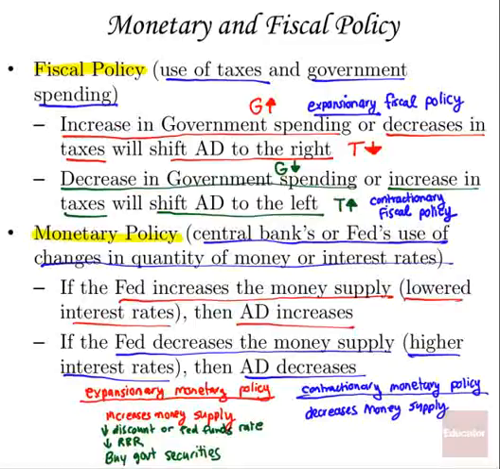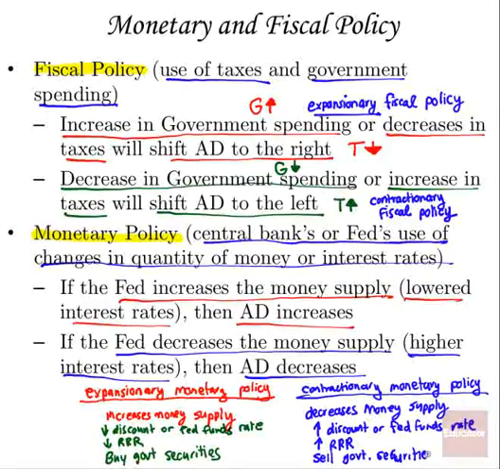Now, there are three ways that the Fed is going to decrease the money supply, and it's pretty much the opposite of expansionary monetary policy. So contractionary monetary policy is going to be either increasing the discount or Fed funds rate, it will increase the reserve ratio, or it will sell government securities.